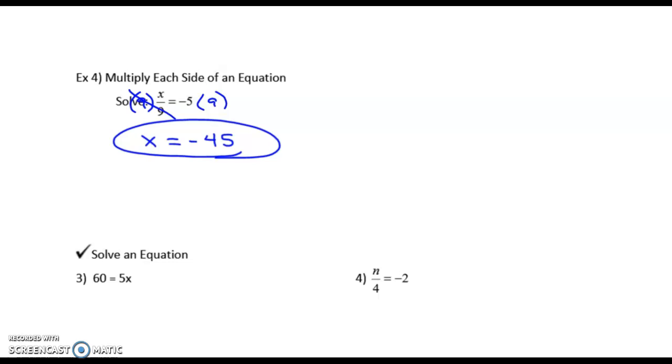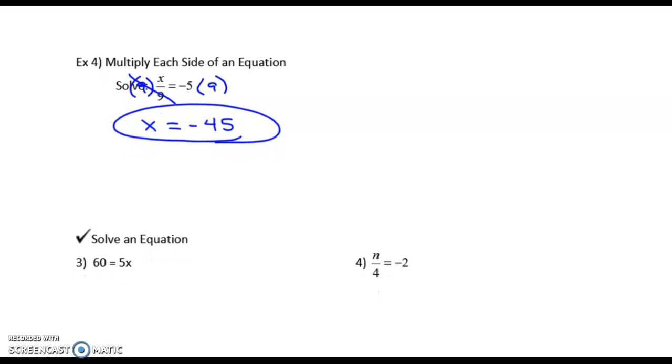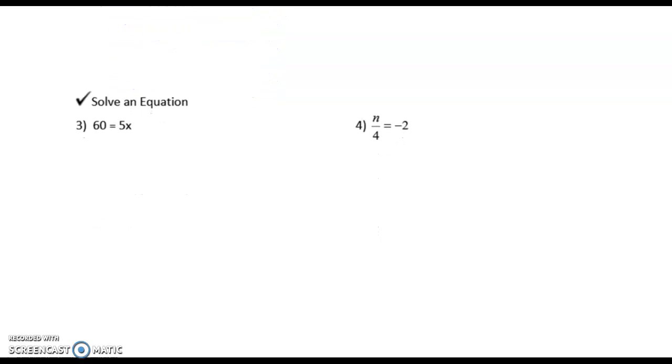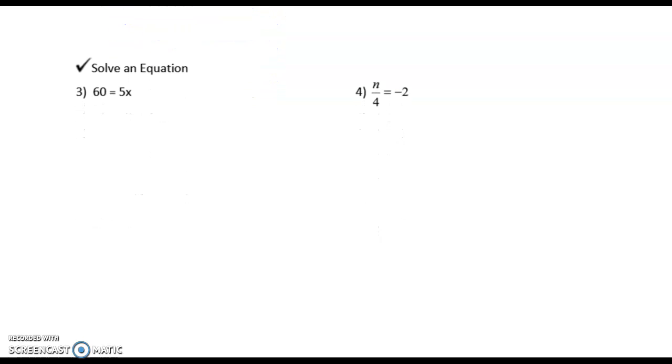So once again, examples 3 and 4 were an example of using the inverse operations of multiplication and division. So I'd like you to try examples 3 and 4 in the guided practice and see if you can get those answers. So go ahead and again pause the video and hit play when you're ready to move on.